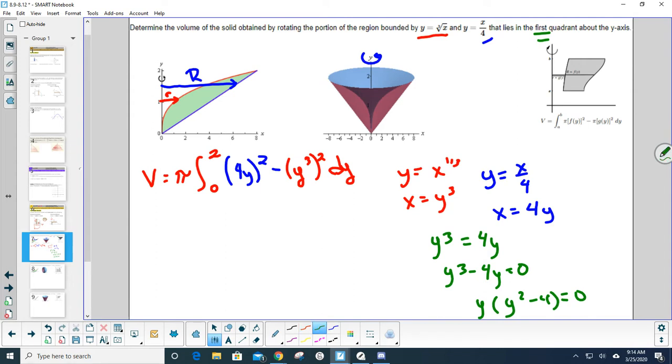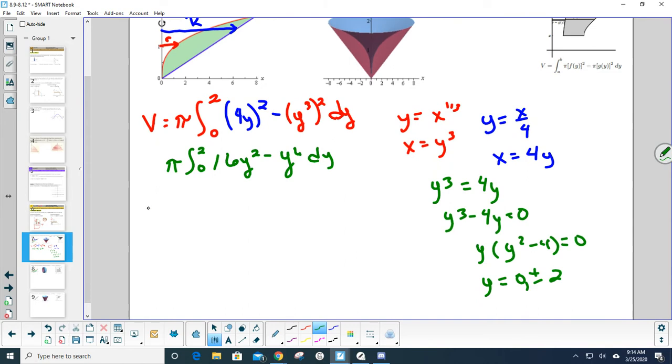No? Okay, Josh wants me to keep going, so I'm going to do that. I'm going to have 16y squared minus y to the 6 dy. That's what I'm going to have to antiderive. So I've got my pi up front. It's just along for the ride. And I'm going to have 16 over 3 y cubed minus 1/7 y to the 7th. I'm going from 0 to 2.